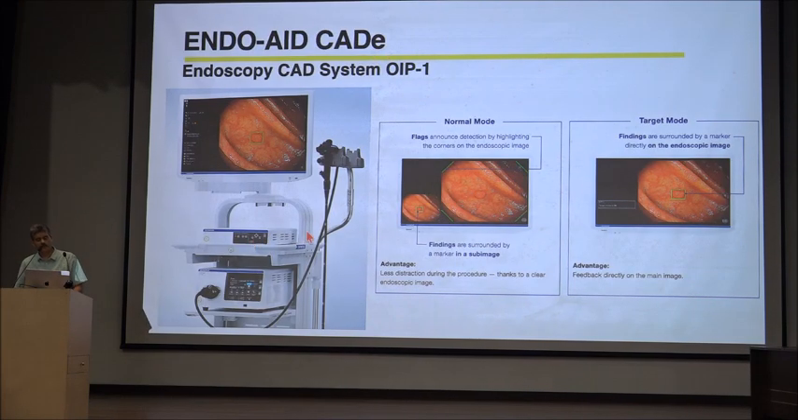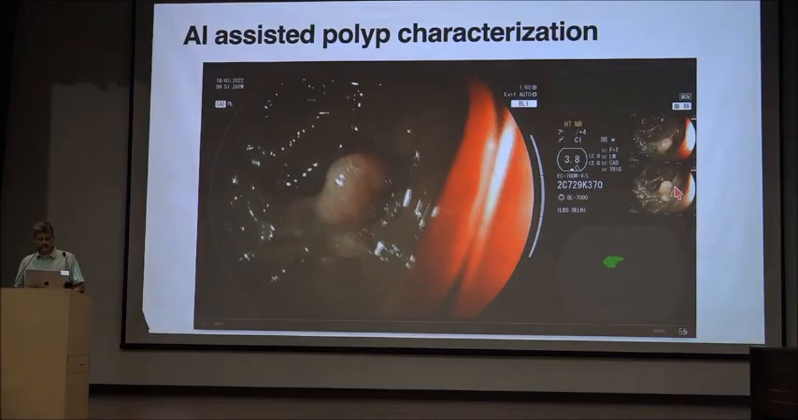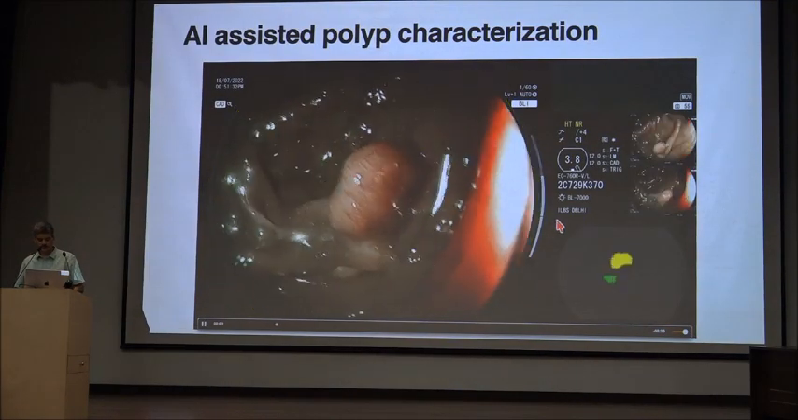It is lying here. And this is the normal mode where it will show you with bounding box the polyp on one side and on this single image. So we have both these systems. This is just to show you one of the colonoscopies I am doing.